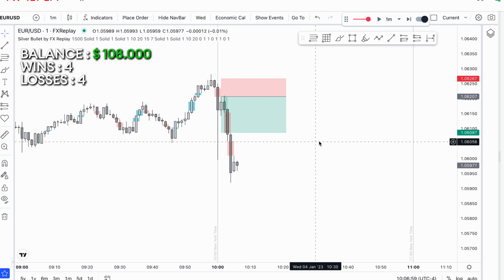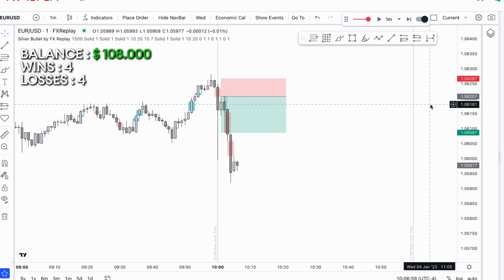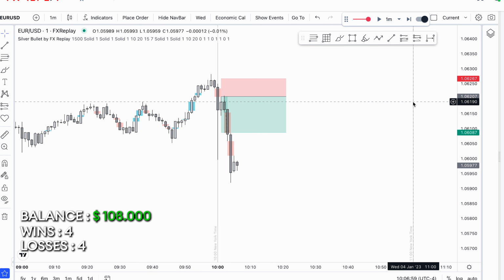And it is. So guys, this is basically how easy it is and how mechanical this is, because I'm only entering on the first gap that we encounter on the 1 minute. It doesn't get easier than this, right? It doesn't get easier than this.